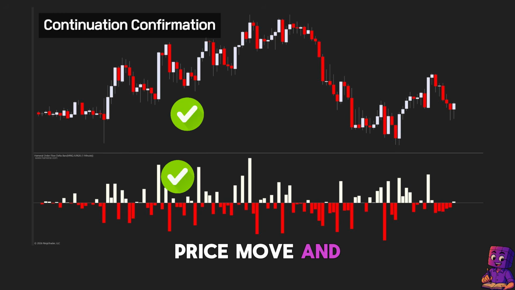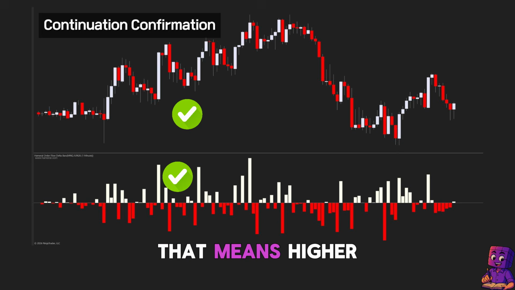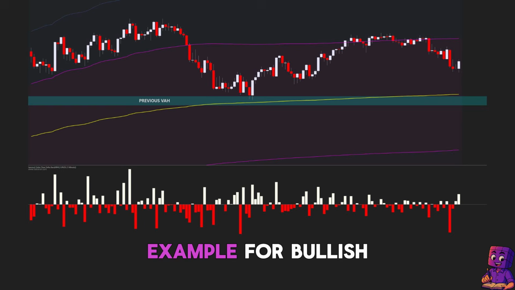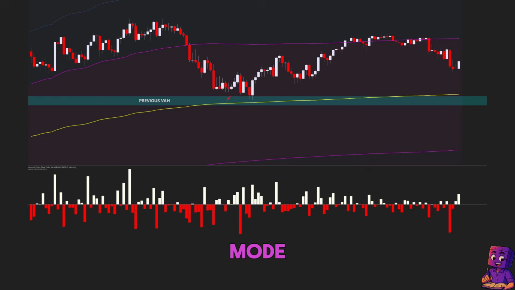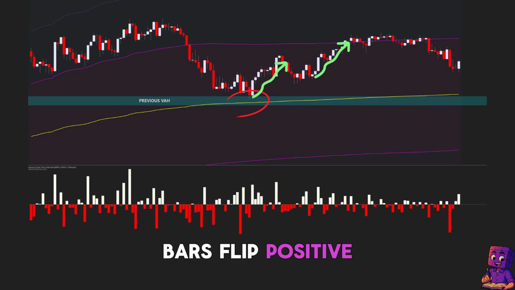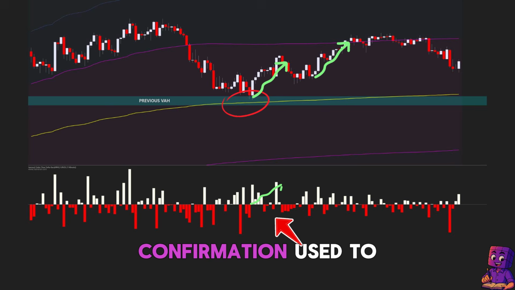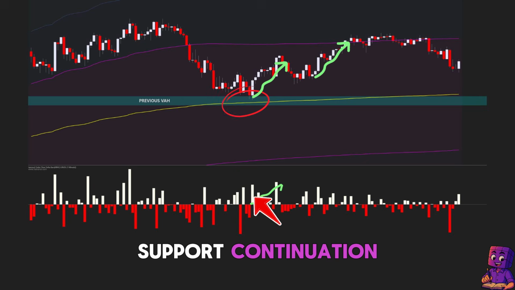Price move and delta bars agree. That means higher confidence, continuation. Example for bullish trade: price is above VWAP in trend mode. It pulls back into a support zone like VAL or a volume profile HVN. On the next push-up, delta bars flip positive and expand. That's a common confirmation used to support continuation.